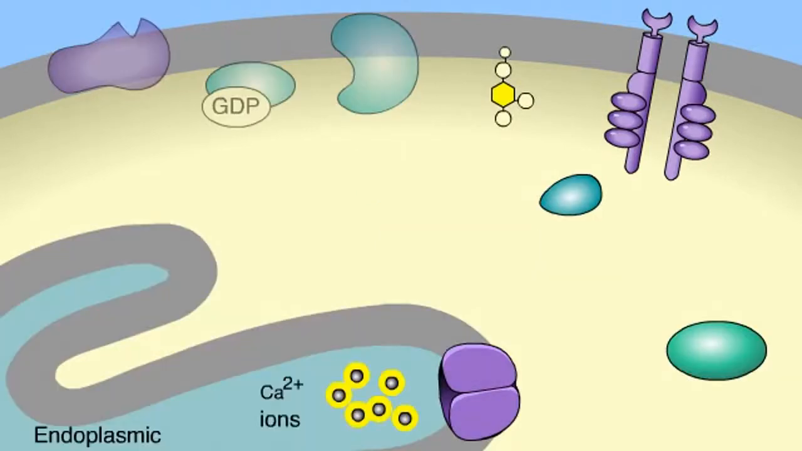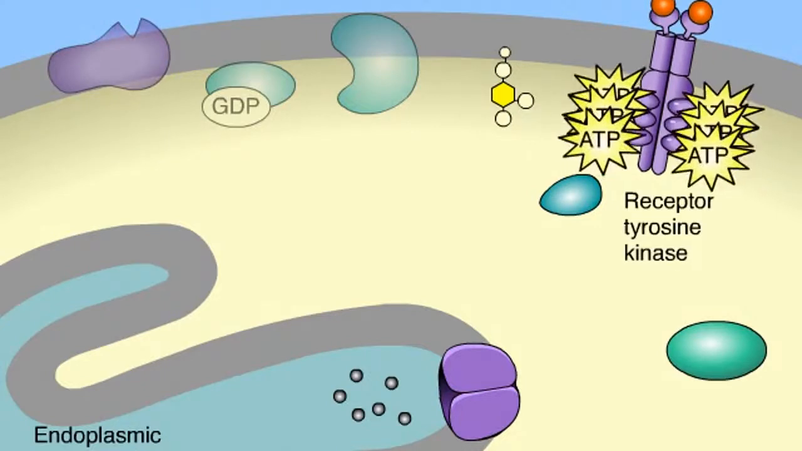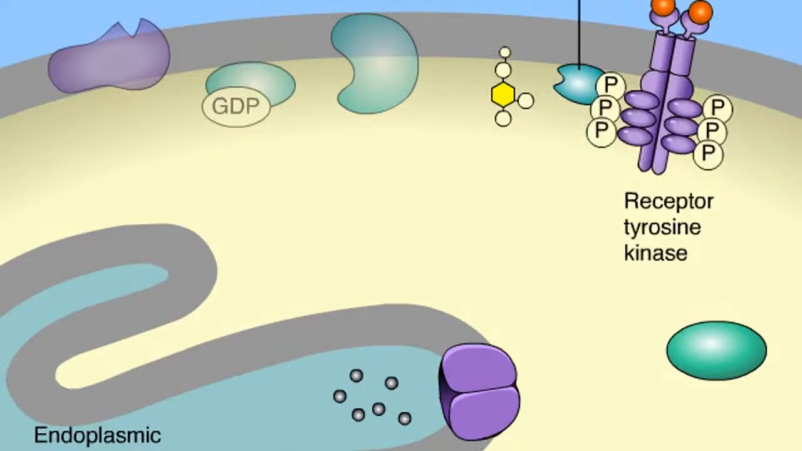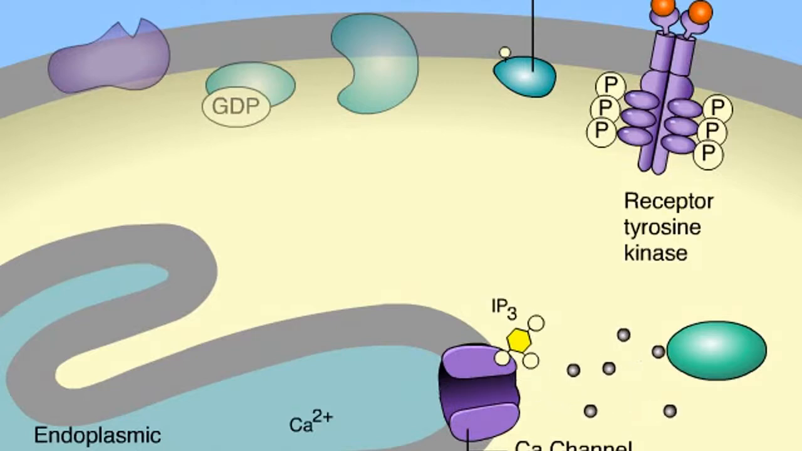Calcium ions also act as second messengers in signal transduction pathways. This time we will show a receptor tyrosine kinase, but G-protein-linked receptors can also initiate release of calcium ions. The signal molecule docks with the receptor and activates an enzyme called phospholipase C. The enzyme cleaves a small molecule called inositol trisphosphate, IP3, from a certain kind of membrane phospholipid. IP3 docks with a calcium channel on the endoplasmic reticulum. The channel opens, releasing calcium ions into the cytoplasm, where they activate proteins that carry out cell responses.